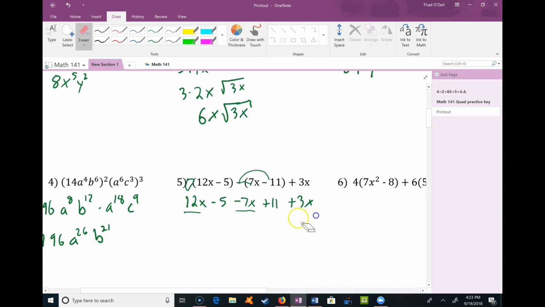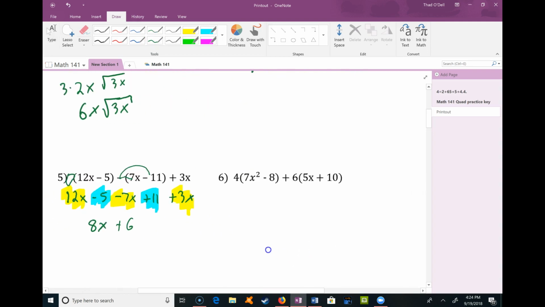I have highlighters. Why not highlight, if you can, right? So there's 12x, there's a negative 7x, and there's a 3x. So all that added together would be what? 8x. And then we also have a negative 5 and a positive 11. Those can be combined together, and that gives me a positive 6. Perfect.